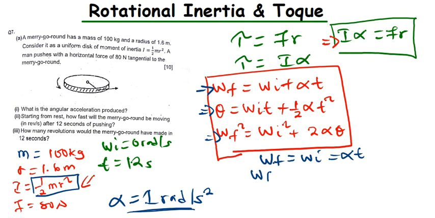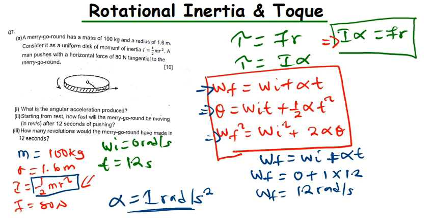So the final will be, the initial is 0, this has to be plus, so plus acceleration is 1 times the time is 12, so the final will be 12 rad per second. But the question is, we need to leave the answer in revolution per second, so we have to convert this from rad to revolution per second.